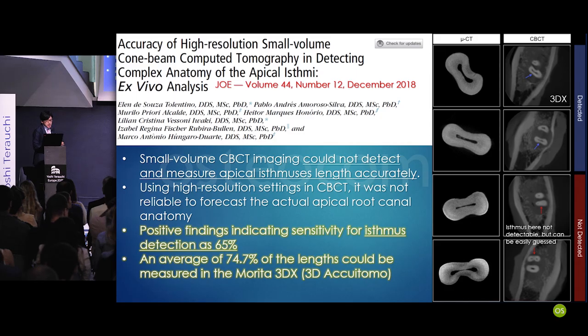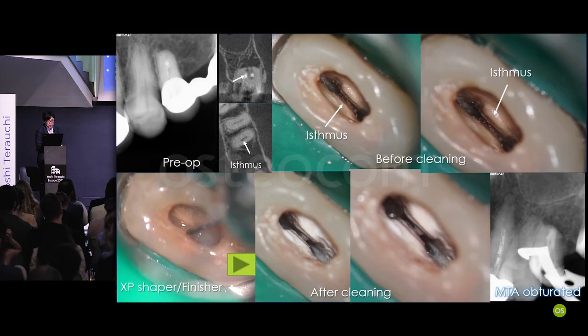So what is the detection rate of the isthmus? According to this study, the average detection rate of finding the isthmus was 65%. So you don't always find an isthmus on the CBCT imaging. Don't expect yourself to find the isthmus all the time on the CBCT imaging. Sometimes you see an isthmus right here. You can see an isthmus on the actual view, but that's okay. Even if you don't see an isthmus on the CBCT, you could have an isthmus.